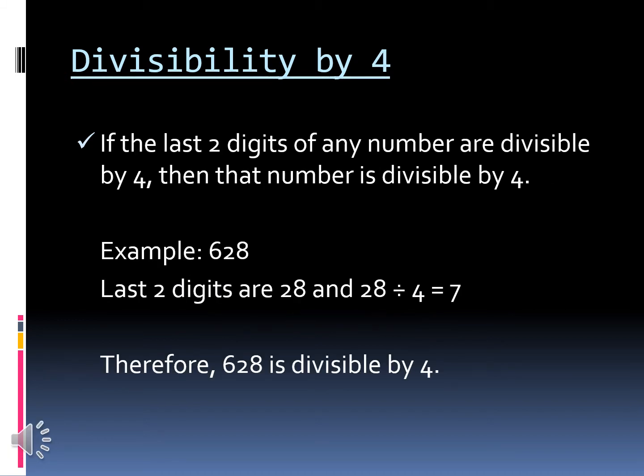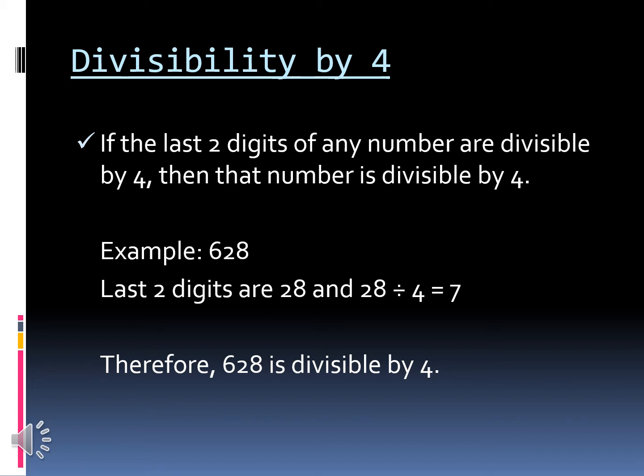Next is the divisibility by 4. This is again one of the easy rules. What we have to do here is just see the last 2 digits of the number. If the last 2 digits of any number are divisible by 4, then the complete number is divisible by 4. Let's take up an easy example again, 628. We have to focus only on the last 2 digits. Here the last 2 digits are 28, and if you divide 28 by 4, it is exactly divisible, which gives us the quotient 7. So hence 628 is also divisible by 4.